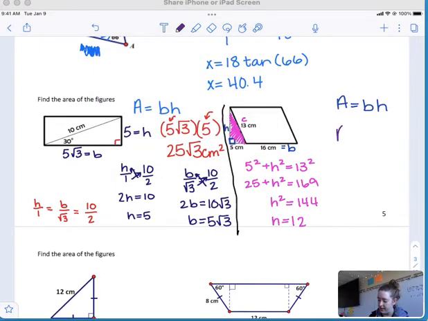All right, so we'll find that area. Our base was 16. Our height is 12. So when we multiply together 16 times 12, we're going to get 192. And that will be centimeters squared.